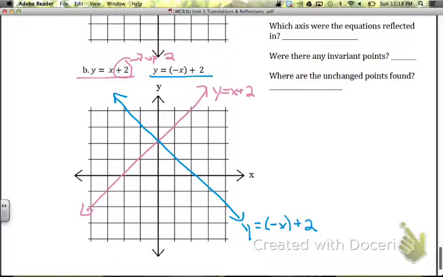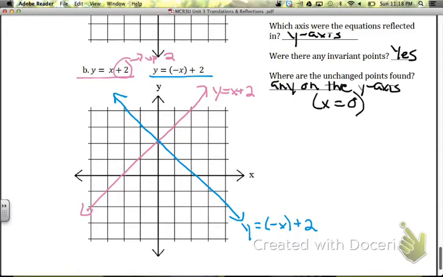So now we can fill in these questions here. Which axes were the equations reflected in? The y-axis. Were there any invariant points? Yes. And where were those points? Those points were any on the y-axis. So this is where x is equal to 0.